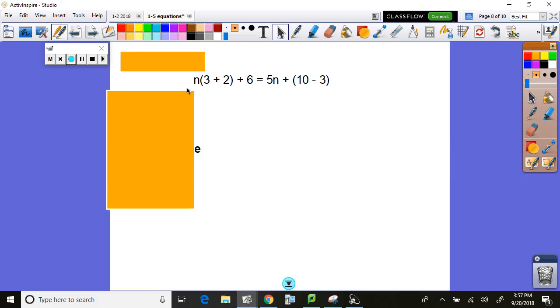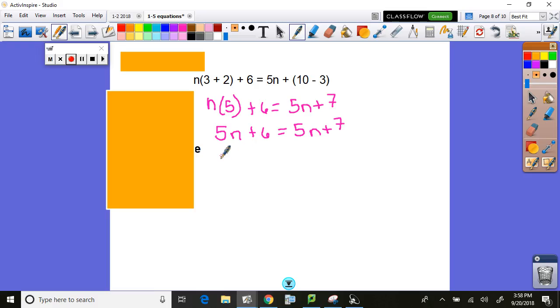The next problem, again, I want to simplify. So first I'm going to add 3 plus 2. So that's n times 5 plus 6 equals 5n plus 7. That was substitution. This is 5n plus 6 equals 5n plus 7. That's using the commutative property. I'm going to subtract 5n from both sides. I get 6 equals 7. My variable went away. This is not true. So the answer is no solution.